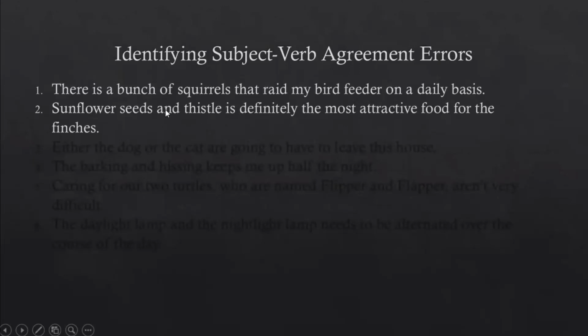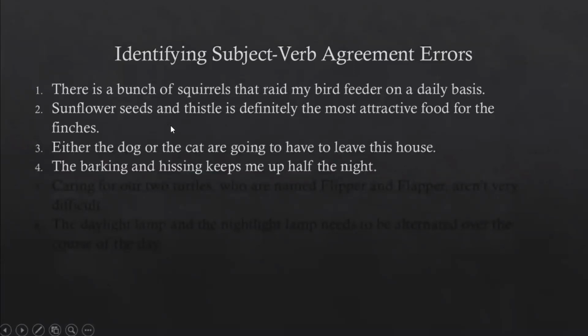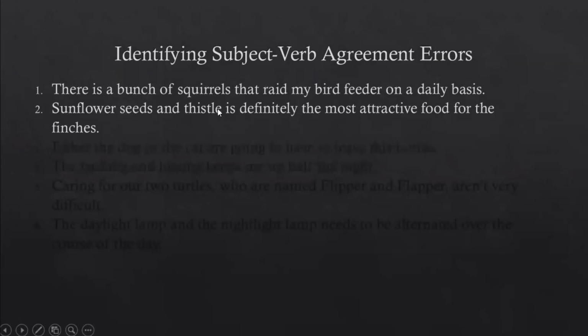You have two things, right? There's your conjunction joining these two things, seeds and thistle. Is, again, that's a singular verb, right? And if all you had there was thistle, it'd be fine. Thistle is definitely the most attractive food, but it's not. You have seeds as well. And seeds already is plural. But even if it wasn't, once you put it together with thistle, right? If it said seed and thistle, two singulars, the and joining them together makes them plural. Does that make sense? Hopefully. So it's plural here. You have a singular verb.